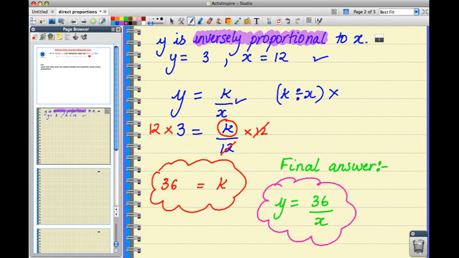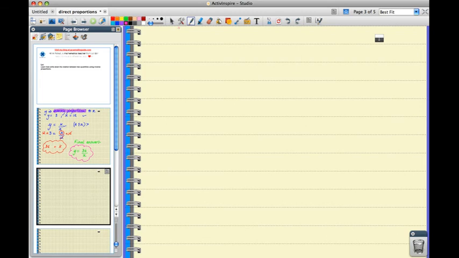So that was a quick tutorial on inverse proportion. I hope that was helpful. Before we go, I'd like to give you a couple of questions that you can try out. Let's try this here.